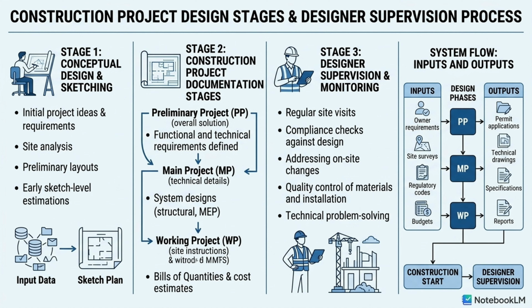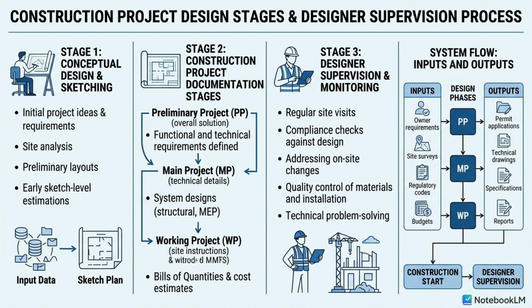Stage 2 is construction project documentation. This is broken down into substages: the preliminary project, the main project, and the working project. The preliminary project, or PP, develops the overall solution, defined by both functional and technical requirements.